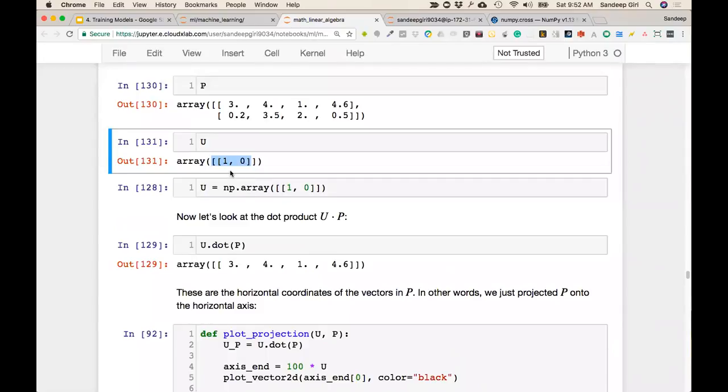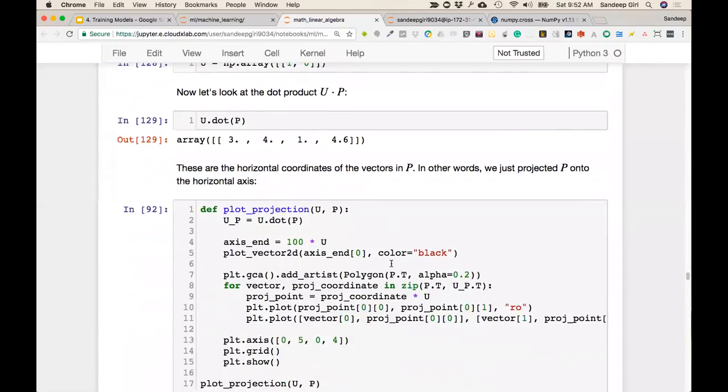No, it's a single row, two columns. That's why we are able to do U dot P, 1 multiplied by 3, 0 multiplied with 2, and so on. So it will result in only the first column, like 3, 4, 1, and 4.6. These are the horizontal coordinates of the vectors in P. In other words, we just projected P onto the horizontal axis.